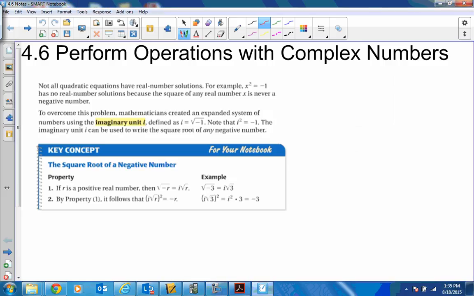All right, 4.6 perform operations with complex numbers. You guys probably studied this a little bit before, but remember you can't take the square root of the negative. Whenever you take the square root of the negative, you have to represent it with the letter i, or imaginary. Now, imaginary can go back to a real number by squaring it because i squared equals -1. So we're going to do everything with complex numbers: add, subtract, multiply, divide, all of that stuff.